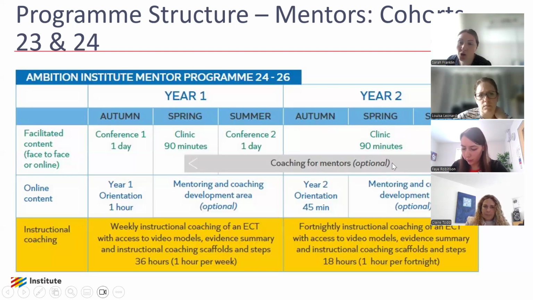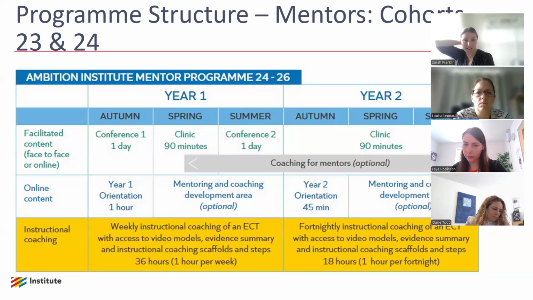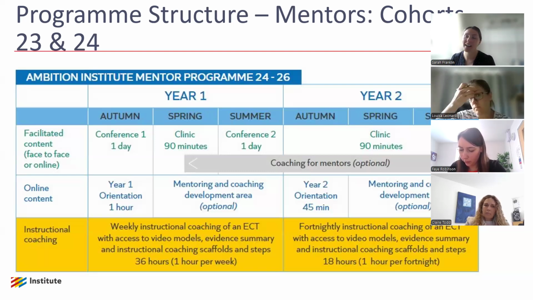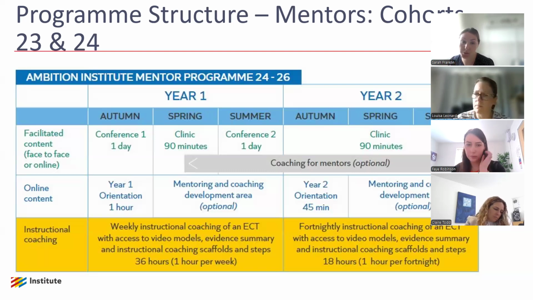Coaching for mentors is an optional part of the program, but one that I am a big advocate of. This is essentially the opportunity for your mentors to have a coaching session, coaching them on an element of their coaching. We have a framework with action steps for mentors, so that your facilitators, or in some places, induction tutors, can run a coaching session for their mentors. It is completely optional. You don't have to run it.